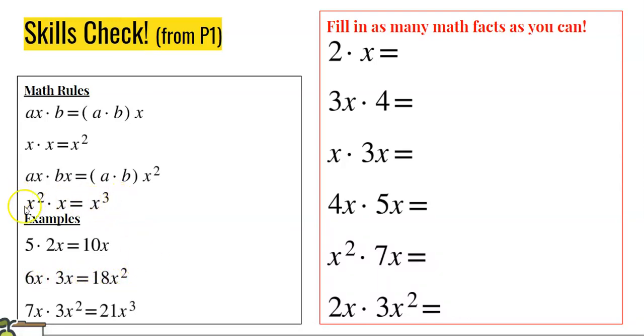Finally, a new skill we learned was x squared times x, which is x cubed, or x to the power of 3. This is very important, and we're going to use this a lot throughout this slideshow. So an example is 7x times 3x squared, which is going to give us 21x cubed. 7 times 3 is 21, x times x squared, we said, was x cubed.